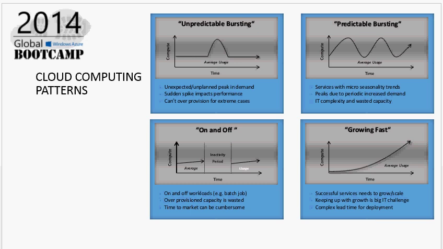Let me explain these scenarios with an example. Unpredictable bursting. Say you are a news channel and you have a website. What happens is when some hot news comes, you have a lot of traffic that comes to your website. That is one example of unpredictable bursting.